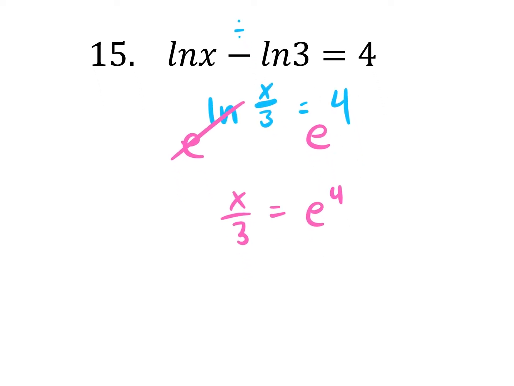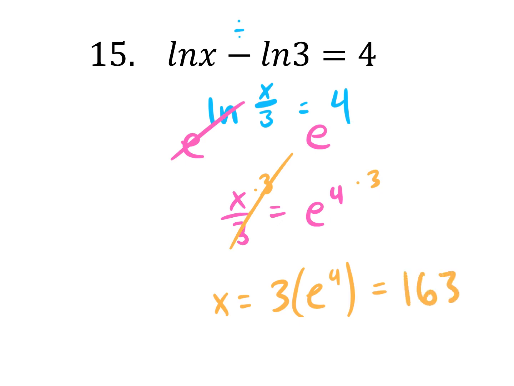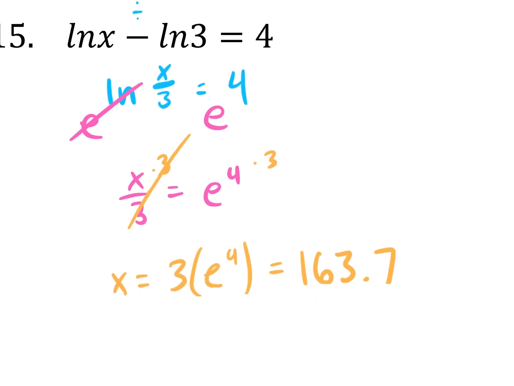I'd find out what e to the 4th power is in the calculator, and then what's the last step? Multiply it by 3. So this would be e to the 4th power times 3, which is what? What is it? 163.794.